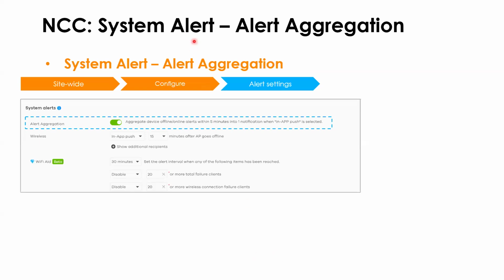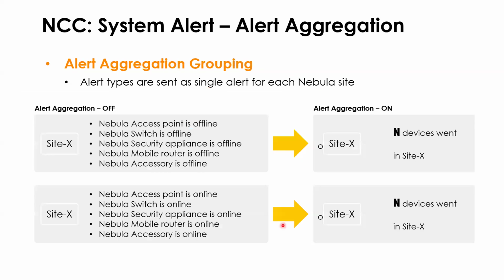So now we have the ability to do this alert aggregation. You go into site-wide, configure alert settings, and toggle on alert aggregation. And now instead of getting an individual notification for every device when it goes offline, you will get one alert that will tell you how many devices just went offline. So it makes things a lot simpler as far as notifications go, so you're not getting spammed with notifications when an entire location goes offline for some reason.